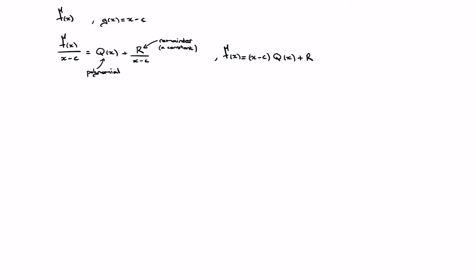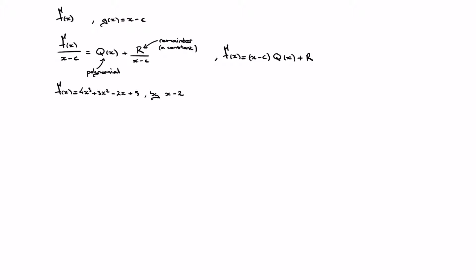Now, both of these are saying the same thing, and we can quite easily see that we can get from one to the next just by rearranging, by dividing both sides of the equation by x minus c. Now, enough talking, let's get started. Let's say we have to divide the following. f of x equals 4x cubed plus 3x squared minus 2x plus 5 by the linear function x minus 2.